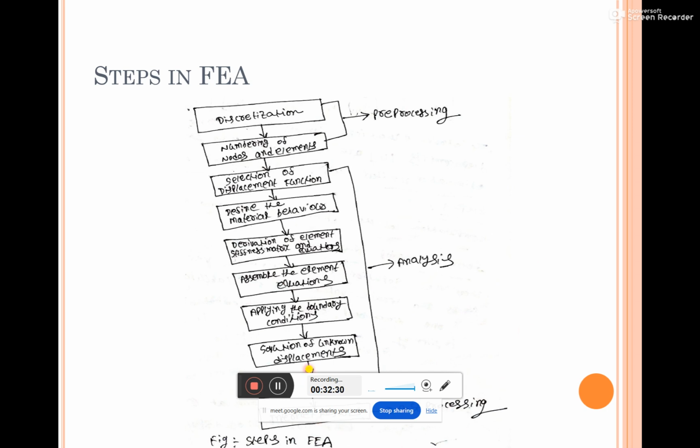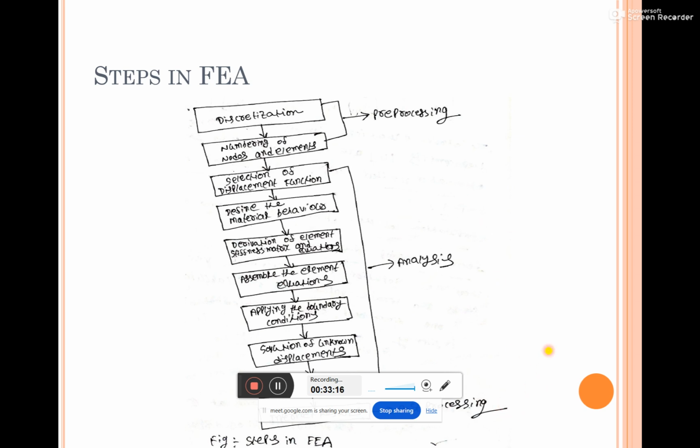Now I am going to explain an important topic related to the different steps in FEA. As already mentioned, there are three important stages in the FEA or FEM. Don't get confused, both are the same, finite element method and finite element analysis. So there are mainly three stages. The first stage is the pre-processing. Stage two is the analysis, and stage three is the post-processing.